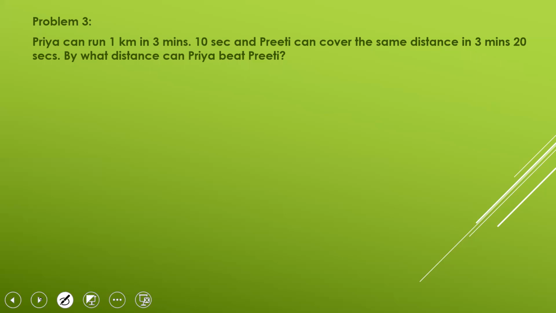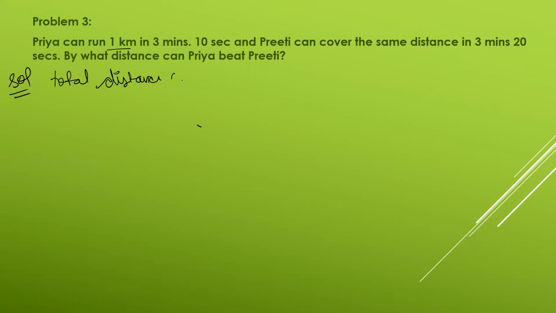Priya can run 1 kilometer in 3 minutes and 10 seconds. And Preeti can cover the same distance in 3 minutes and 20 seconds. By what distance can Priya beat Preeti? So let's quickly solve the problem. Total distance covered is equal to 1 kilometer, which can also be written as 1000 meters.